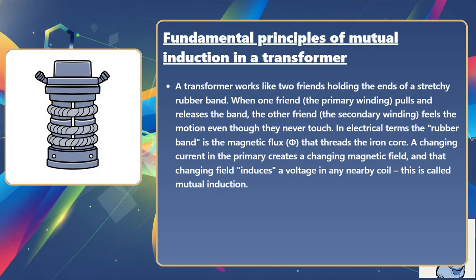A transformer works like two friends holding the ends of a stretchy rubber band. When one friend, the primary winding, pulls and releases the band, the other friend, the secondary winding, feels the motion even though they never touch.